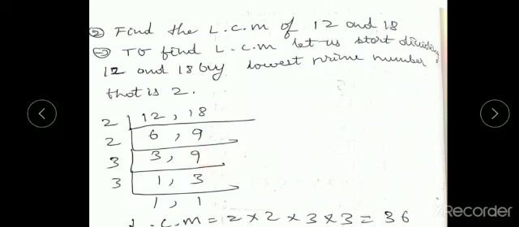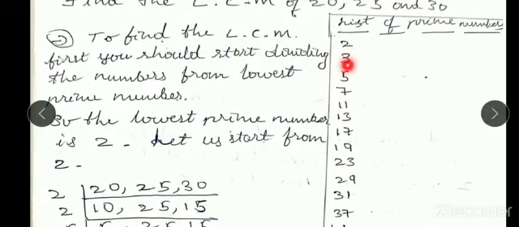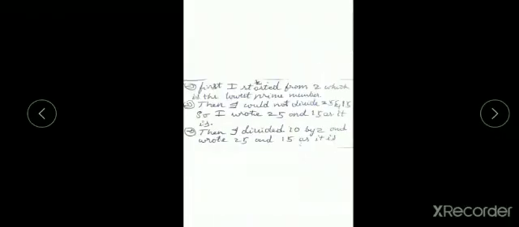Now, what are the numbers that I have got now? 3 and 9. Both 3 and 9 cannot be divided by 2, so I will move to the next lowest prime number. Which is the next lowest prime number? That is 3. The next lowest prime number is 3. After that, 5 comes.